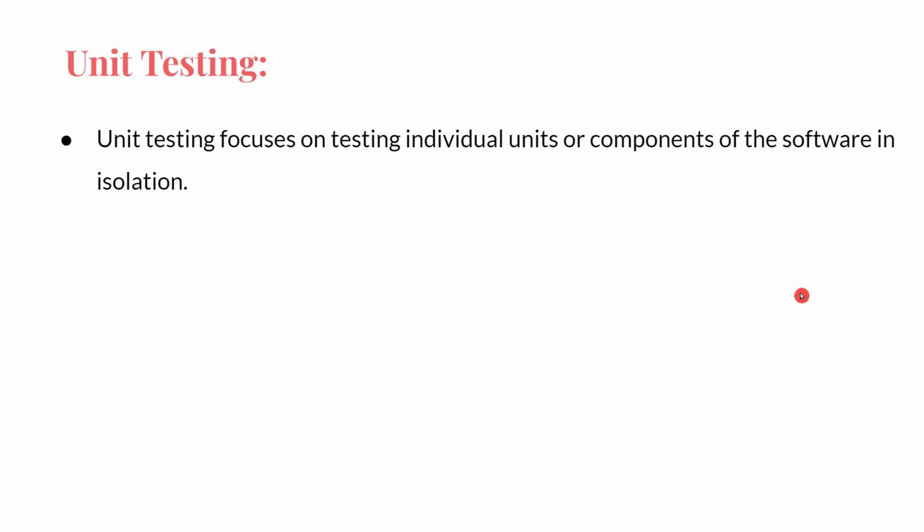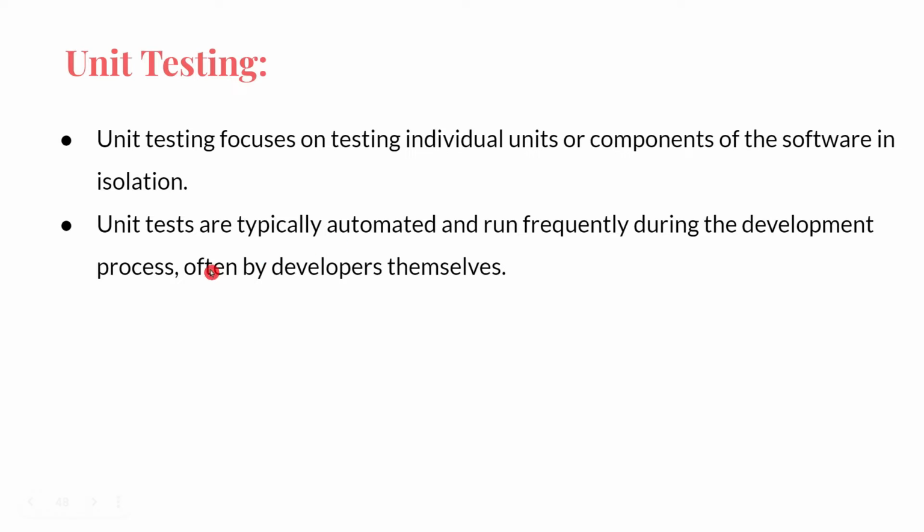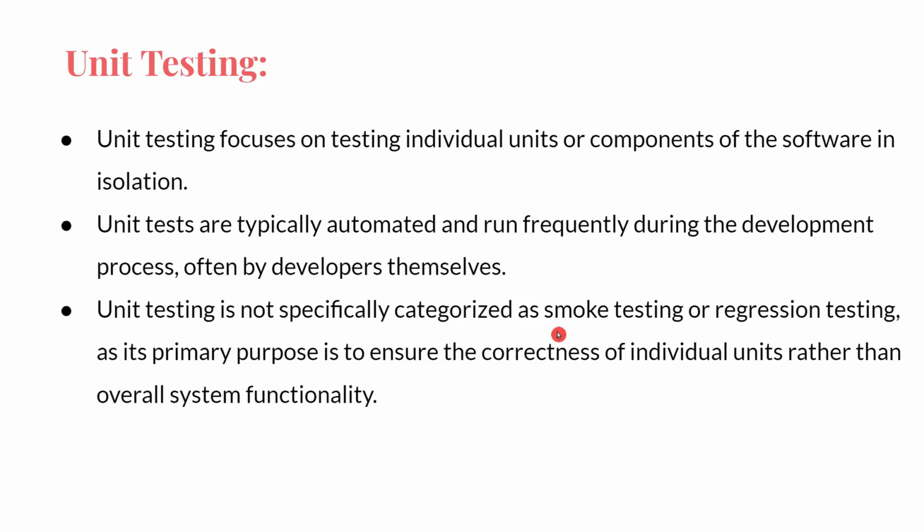In RPA, you're checking each YAML, one YAML, login YAML, logout YAML, right? Processing YAML. So you are checking each and every YAML one by one, then it becomes unit testing. You are testing each area at a time. Unit tests are typically automated and run frequently during the development process, often by developers themselves. So unit testing is more done by the developers of the application itself.